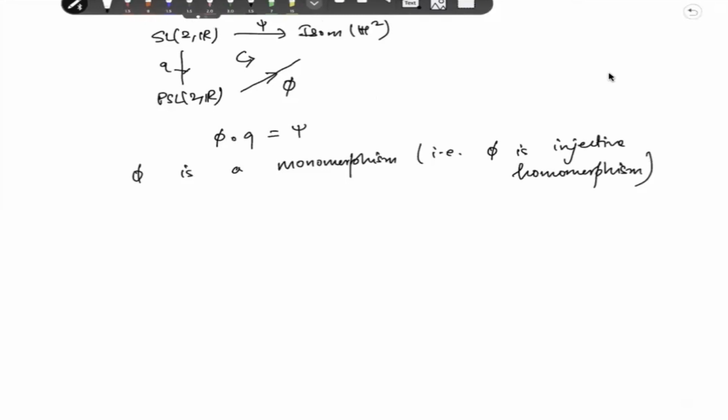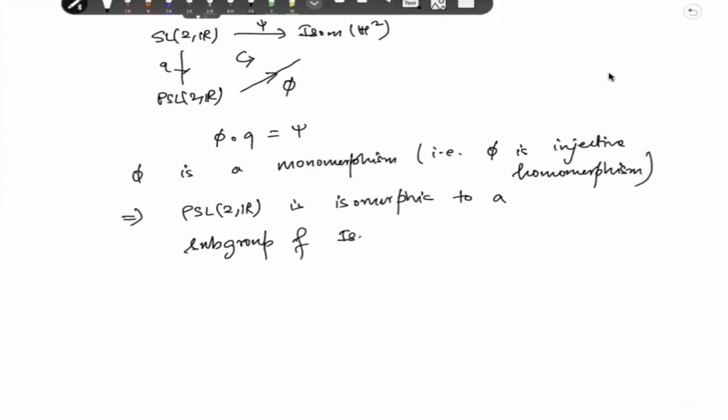Because phi is an injective homomorphism, this implies that PSL2R is isomorphic to a subgroup of the isometry group of this upper half plane. So I'll stop here. In the next lecture, we'll learn about the geodesics of this upper half plane.